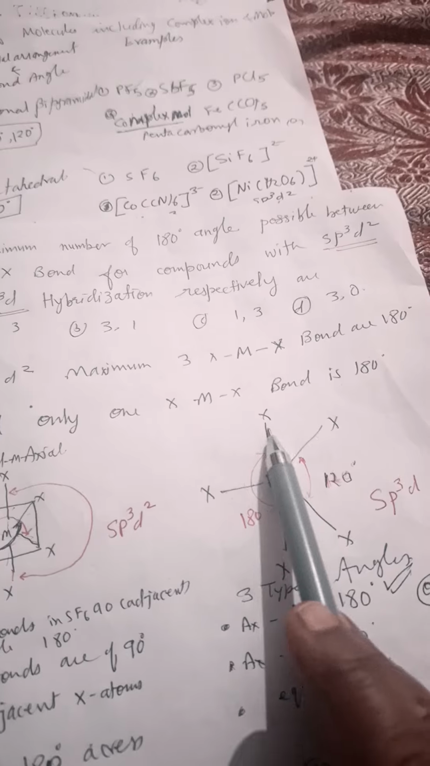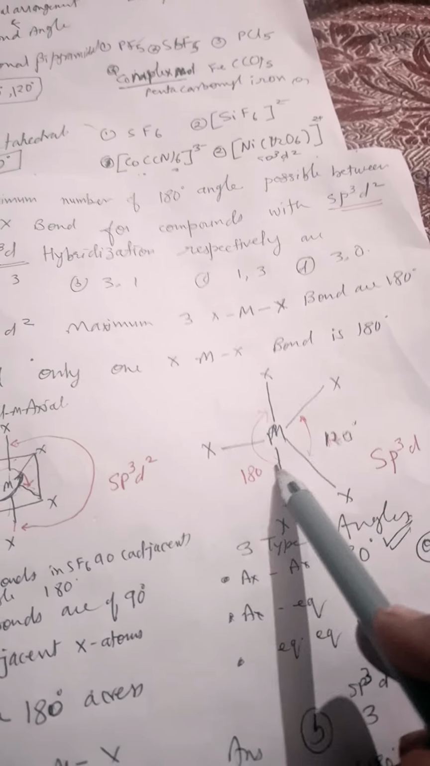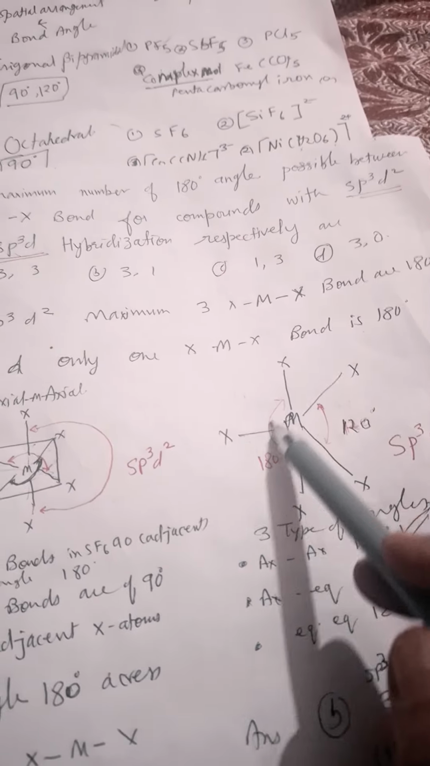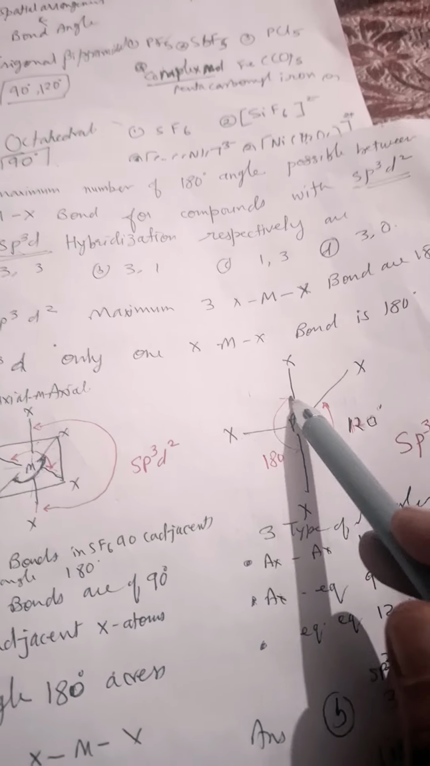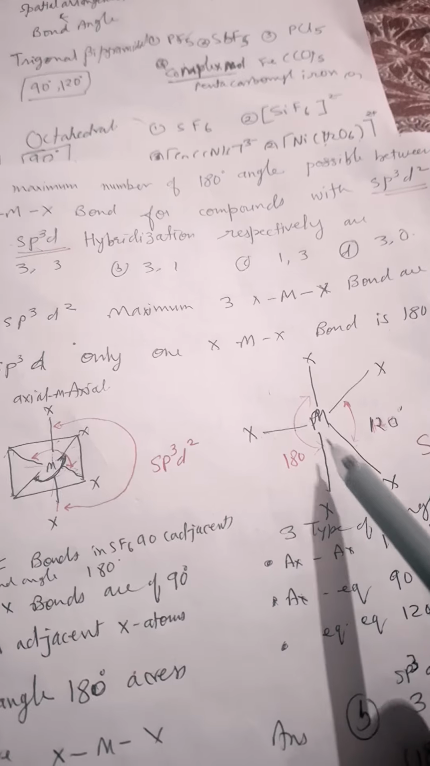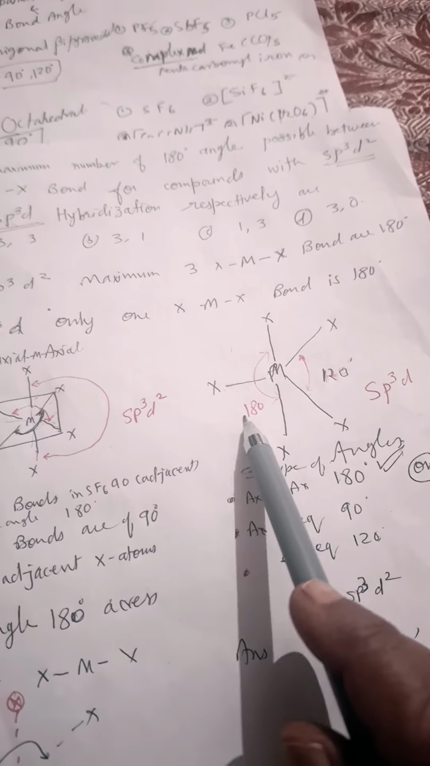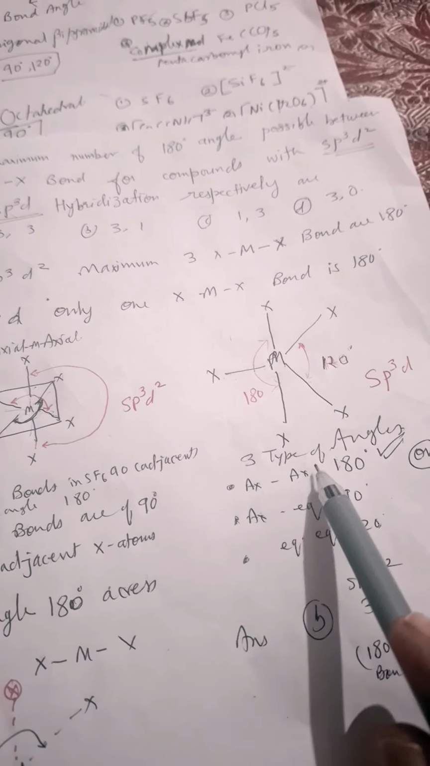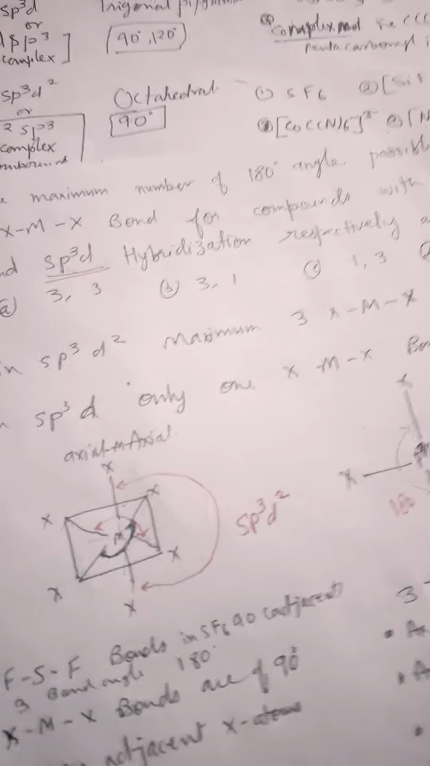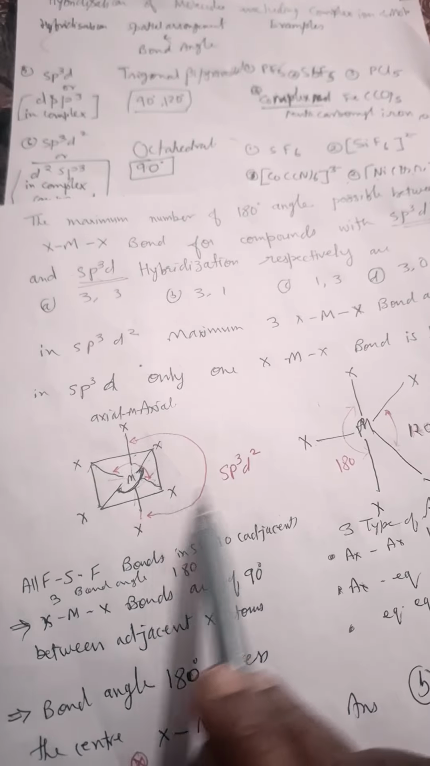This is the central atom, and there are three types of angles: the axial angle is 180 degrees, the equatorial angles are 120 degrees, and the axial-equatorial angle is 90 degrees. So this is 90 degrees, this is 120 degrees. The axial X-M-X bond angle here is equal to 180, so the axial bonds are 180 degrees. Clear? This is for sp3d hybridization, and this is for sp3d2 hybridization.